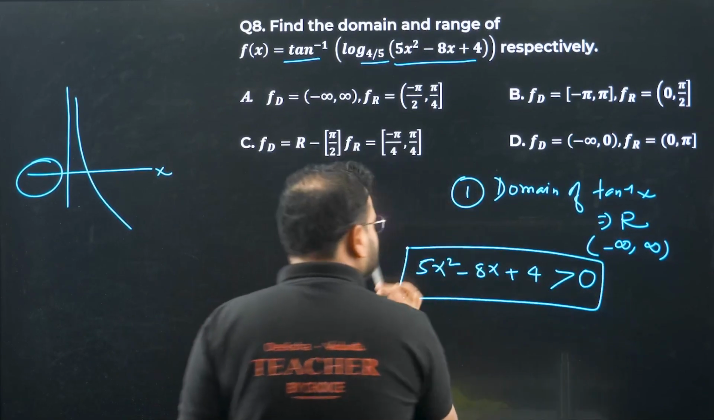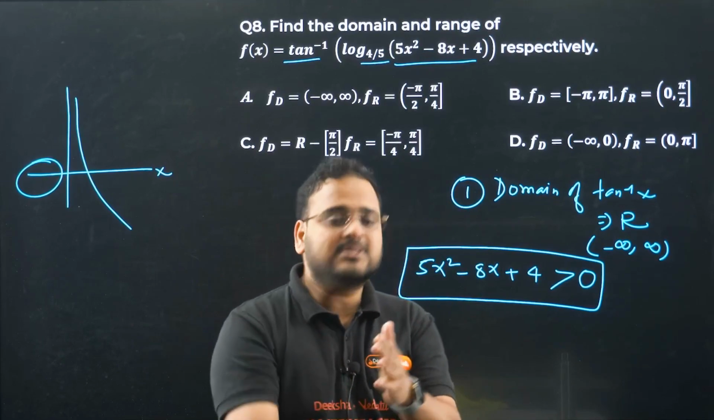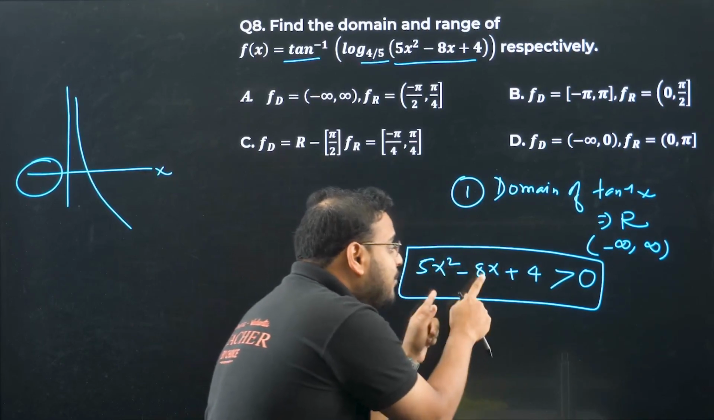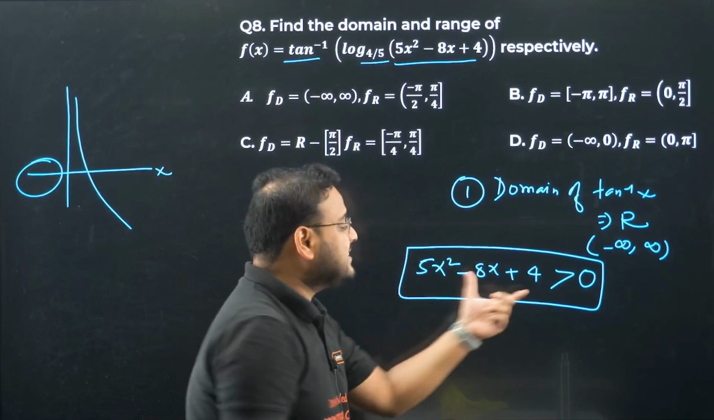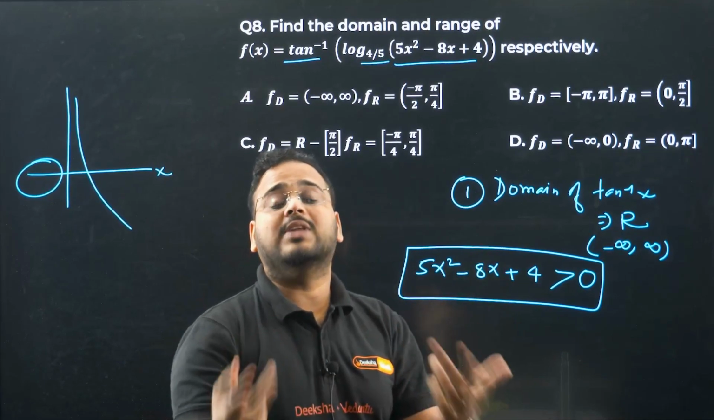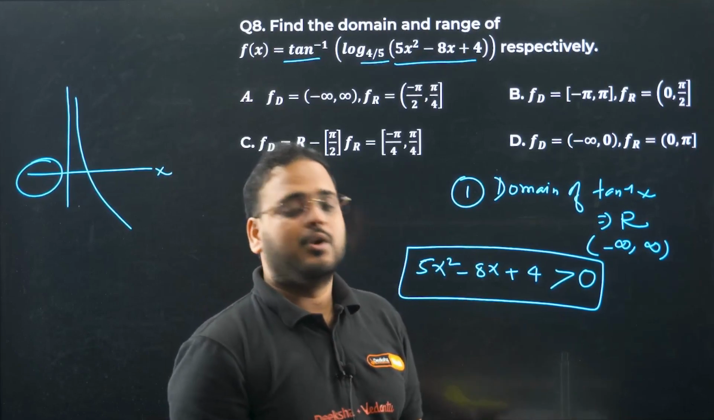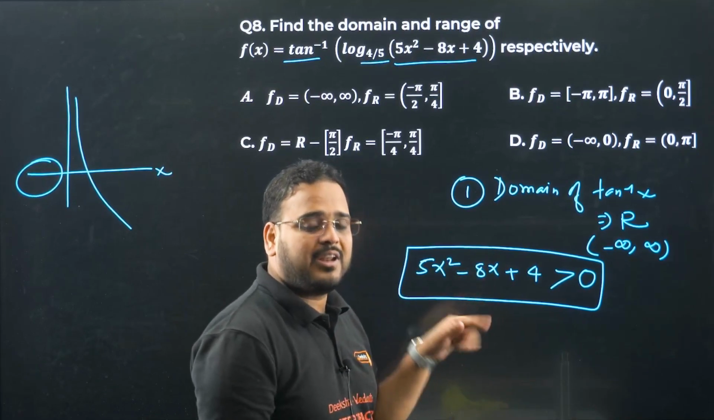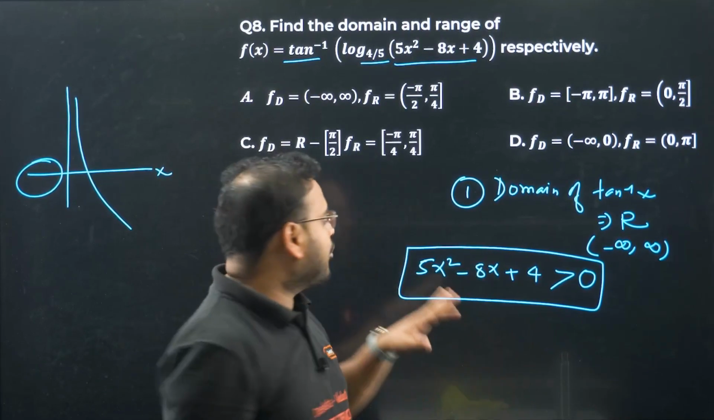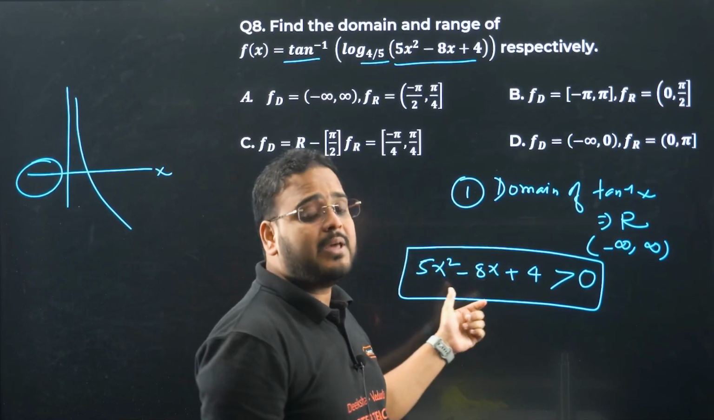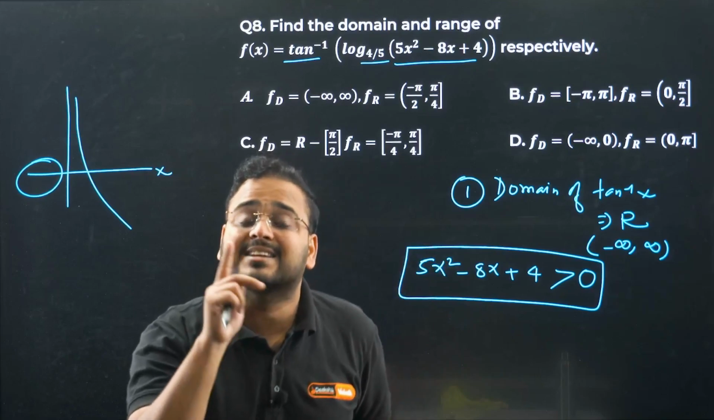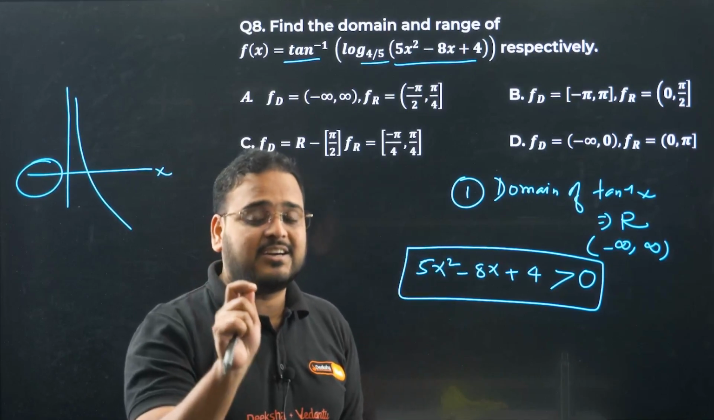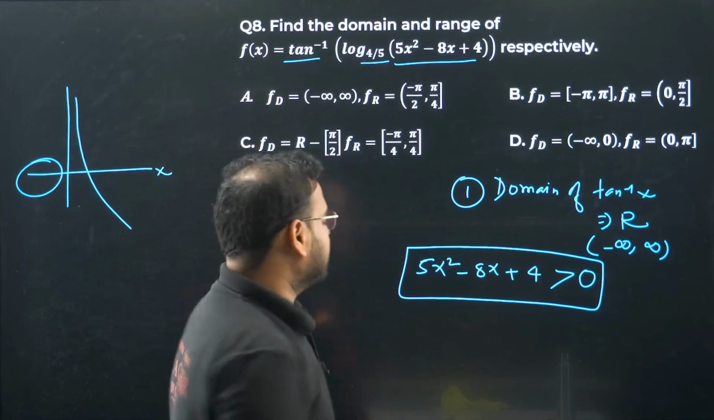So the next step is, for all you students, what are those values of x where this entire expression will be more than 0? Remember this question. Whenever you have a query like this, that for all those values of x, the entire expression should be more than 0, find the discriminant. Please write it down: find the discriminant.